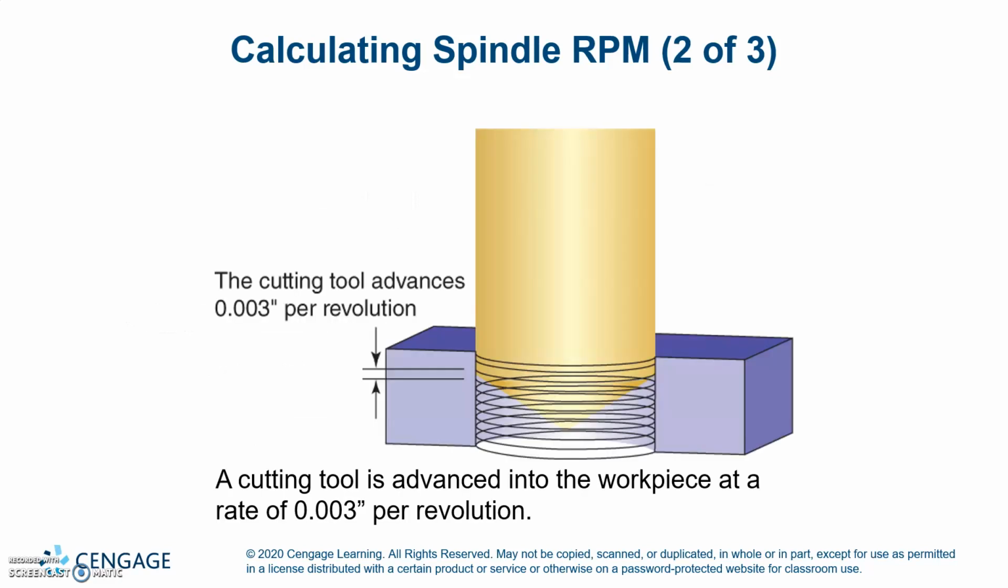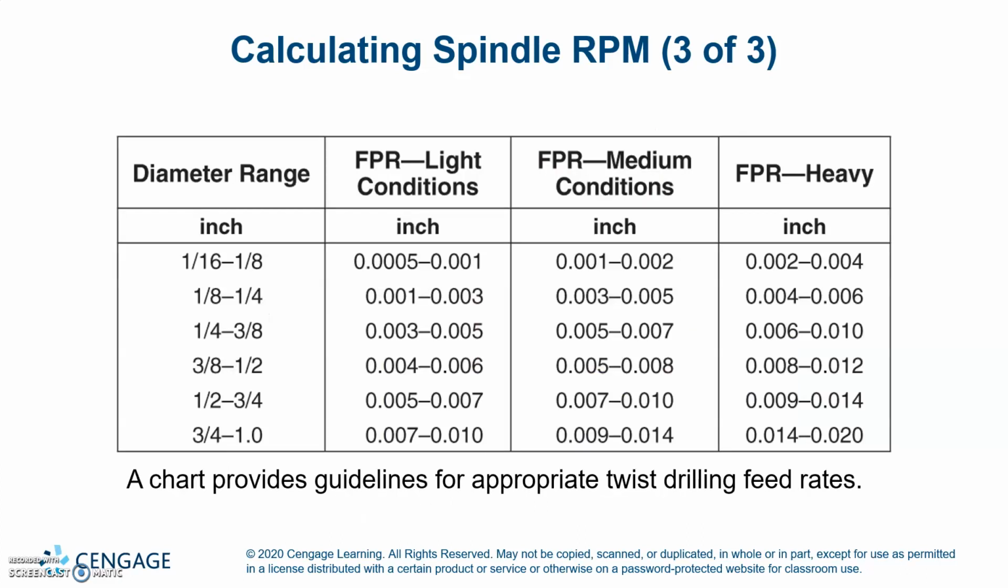The cutting tool advances 0.003 or 3 thou per revolution. The cutting tool is advanced into the workpiece at a rate of 3 thou per revolution. A chart provides guidelines for appropriate twist drill feeding rates.